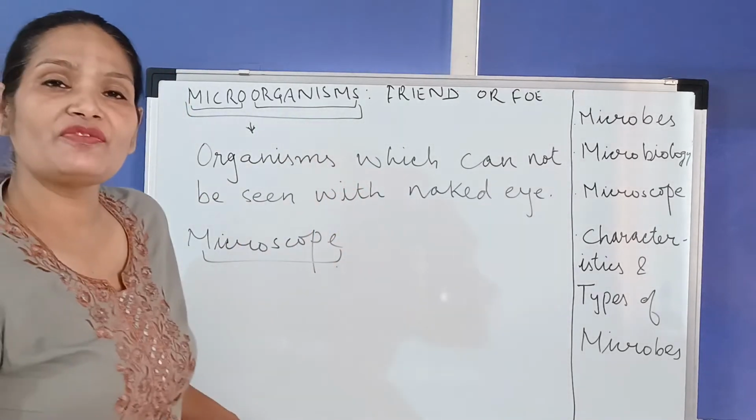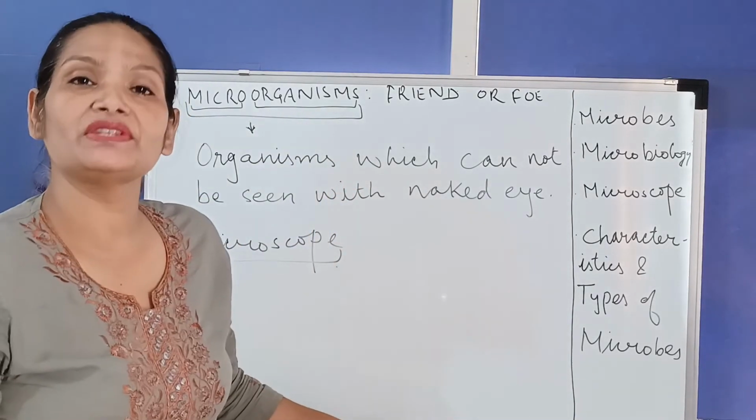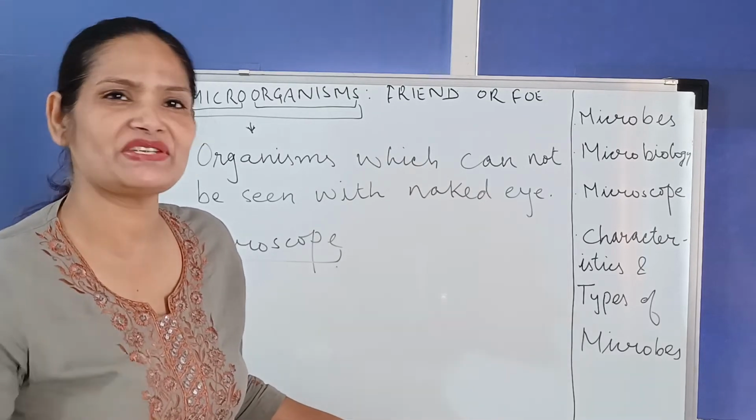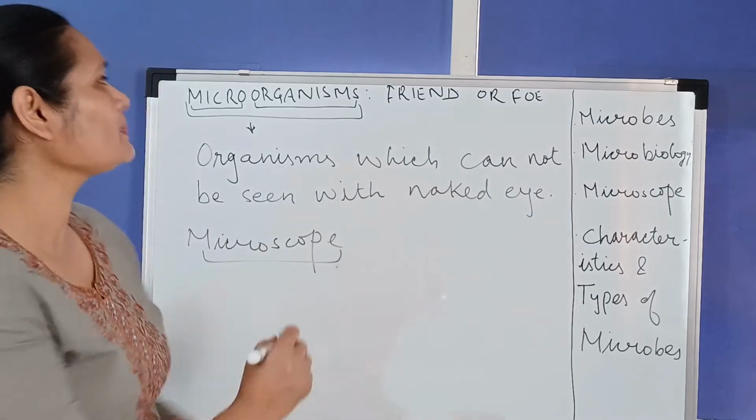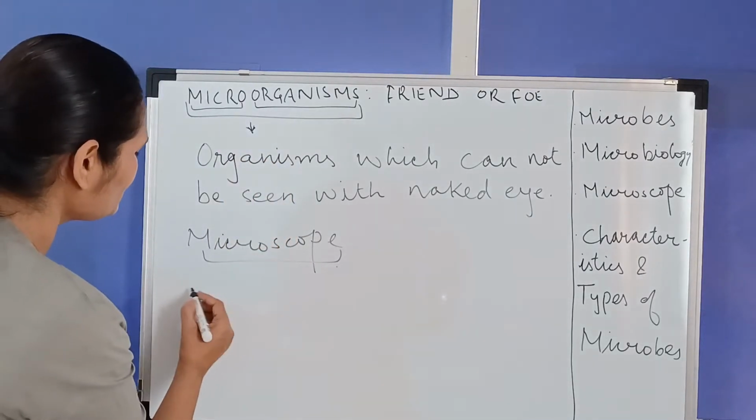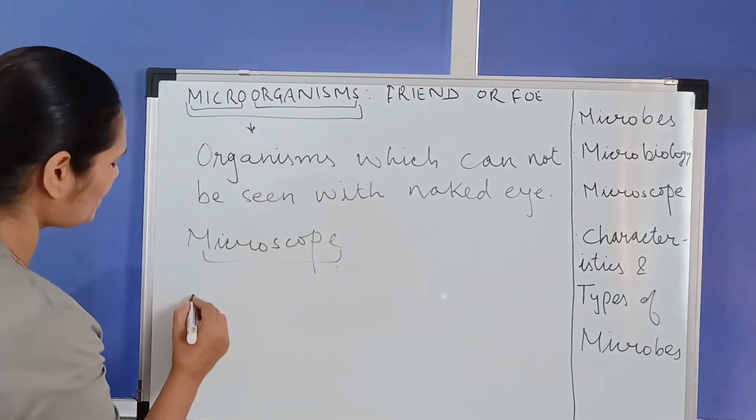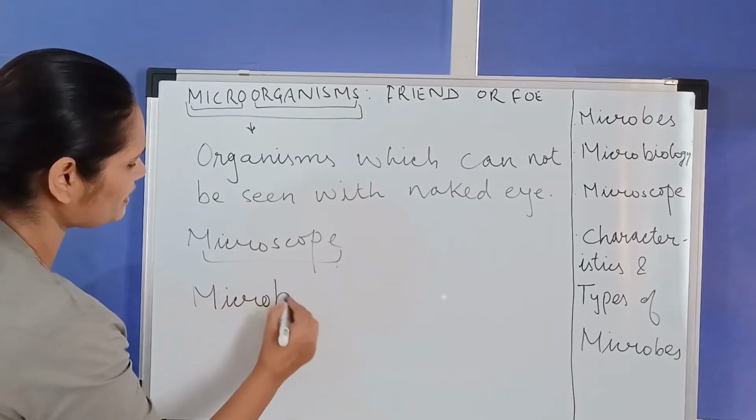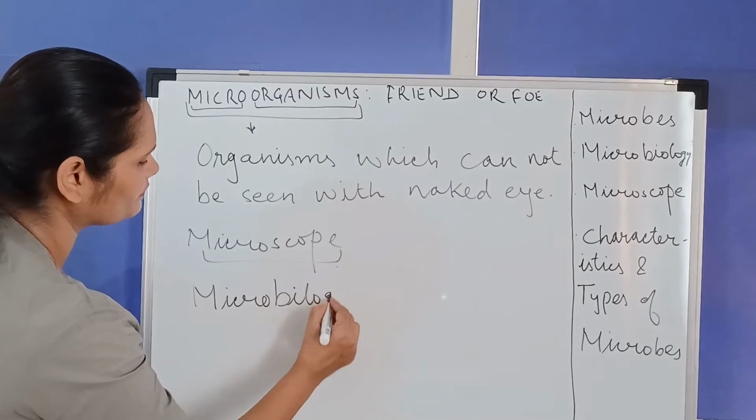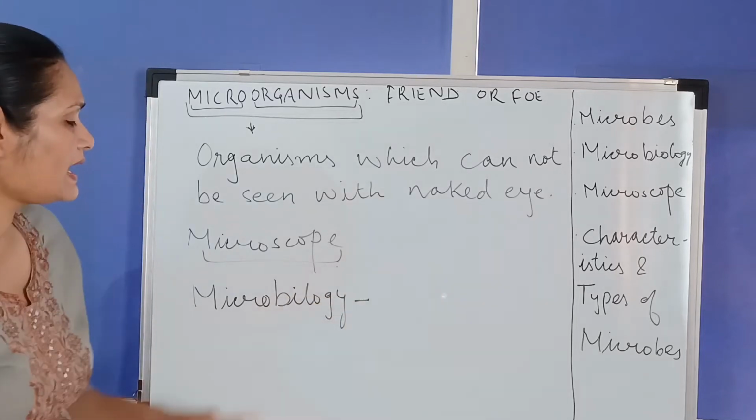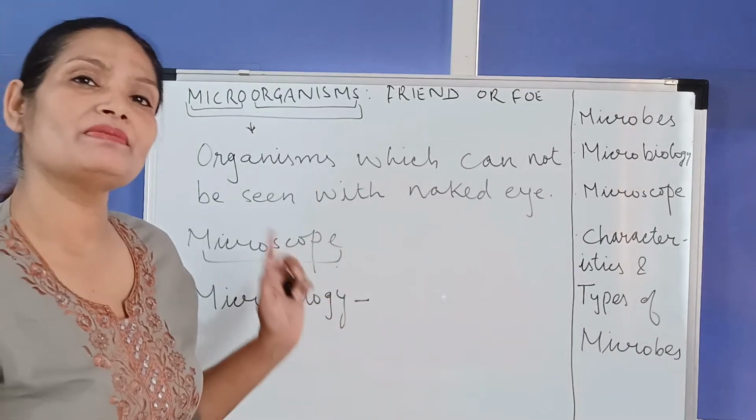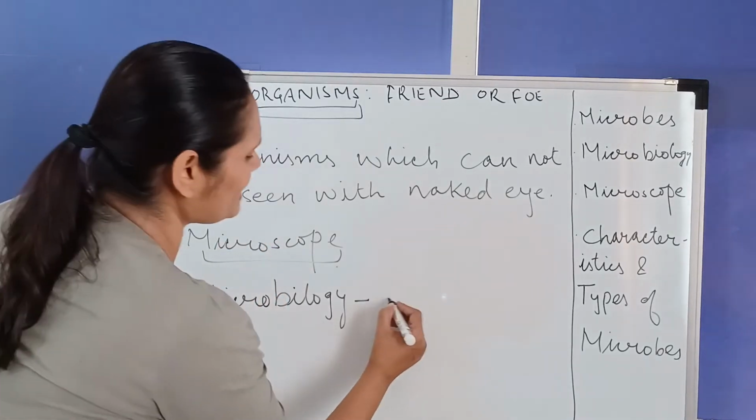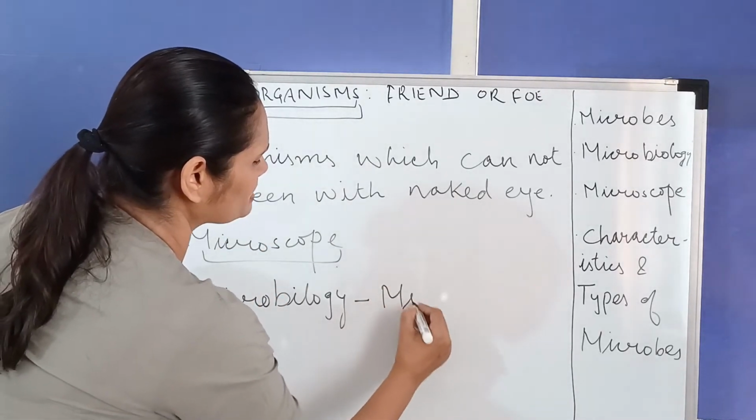Now, there is a branch of biology in which we study microorganisms. What is that branch of biology called? Please mention it in the comments if you know it. So the branch of biology in which we study microorganisms is called microbiology, right? And the scientists who deal with microorganisms, who study microorganisms, are called microbiologists.